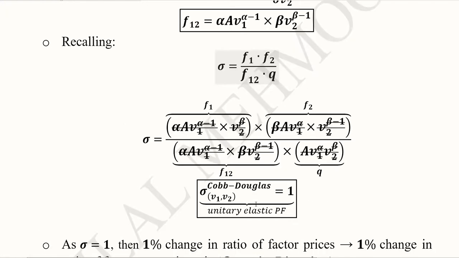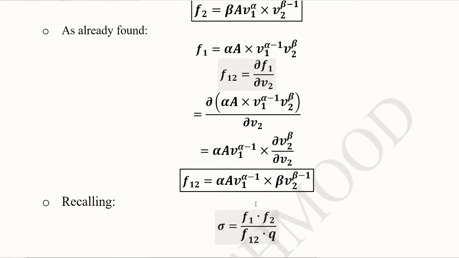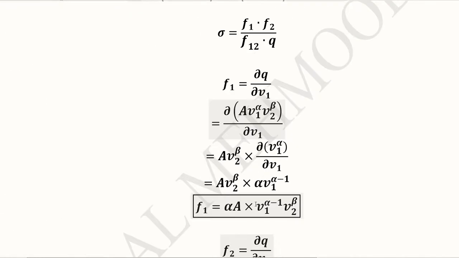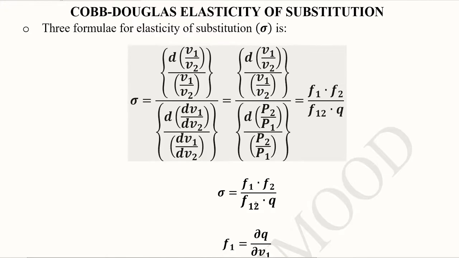So this is how the elasticity of substitution can be calculated, by using the formula with the partial derivatives out of the three formulas that we learnt, and the value of the Cobb-Douglas elasticity of substitution is equal to 1, making it a unitary elastic production function.